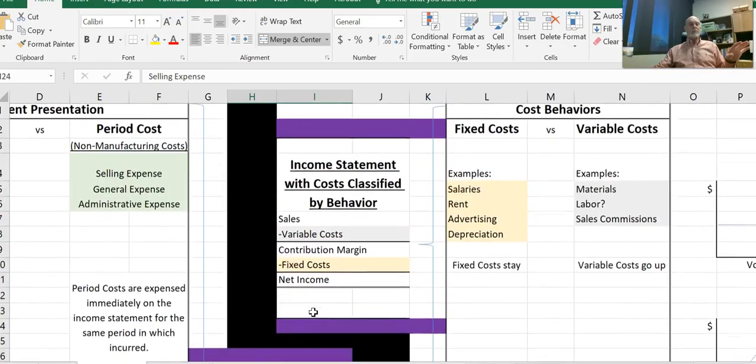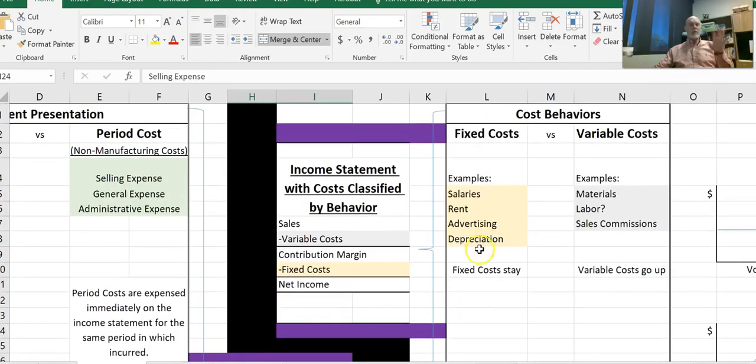Or if you're focused on the cost behaviors, you've got your sales minus your variable costs, the costs that go up and down with volume. And that difference is called contribution margin. And so you have total sales minus total variable cost is total contribution margin. Then subtract your fixed cost, and you come out with your net income or net profit. So, two different ways to classify cost.